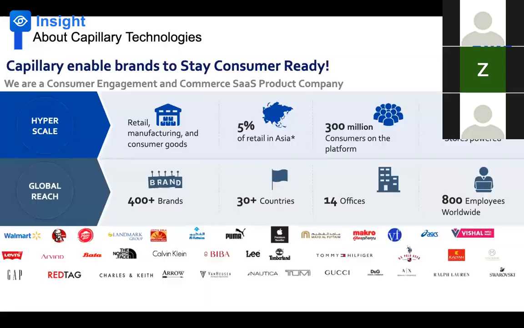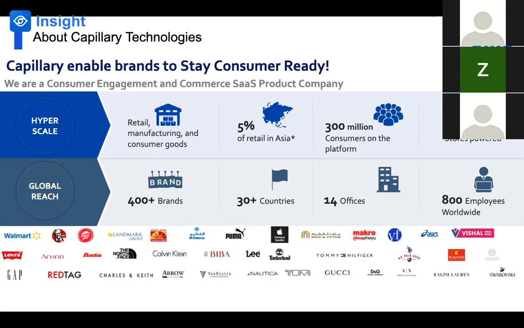So that was about me. I want to quickly walk you through what Capillary does. This is important because the examples I use throughout this session will be from my Capillary experience. Capillary is a retail commerce SaaS product company. It helps retailers retain their customers. Capillary builds marketing technologies which can help retailers retain their customers. Capillary is mainly into the retail and manufacturing goods vertical. We actually cover 5% of retail in Asia.